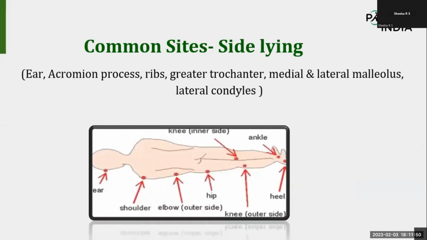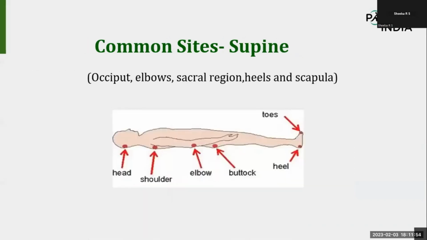When we change the patient from supine position to side-lying position, we need to give special attention to those areas, because if there is any color change there, we need to find it out initially and give proper attention to those areas.